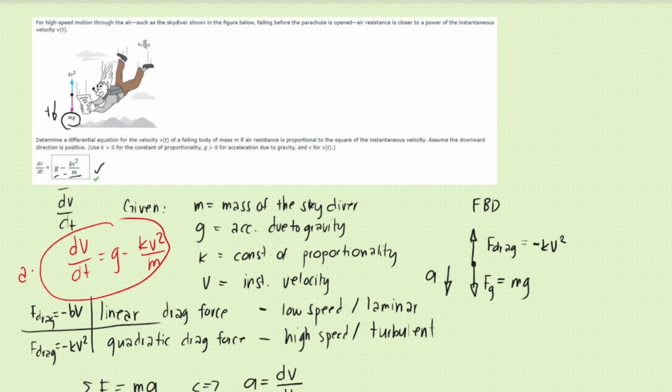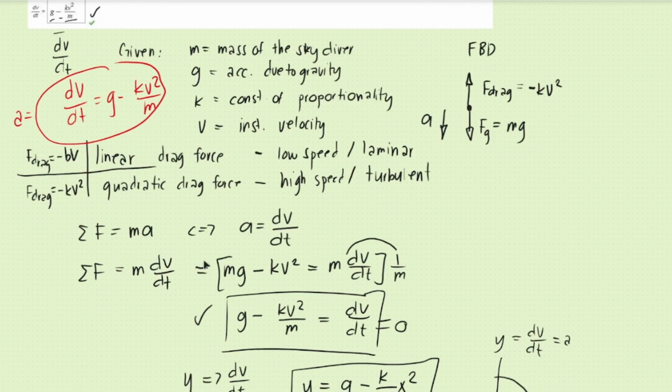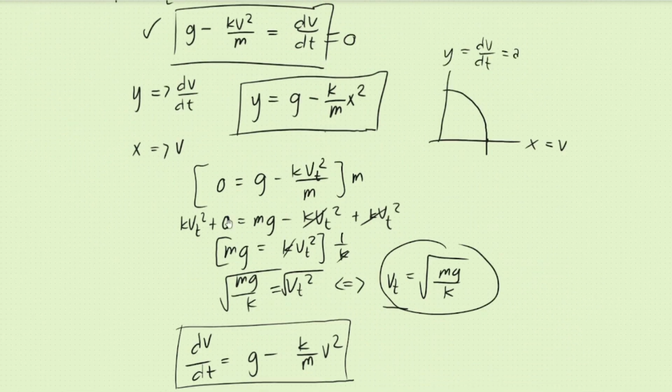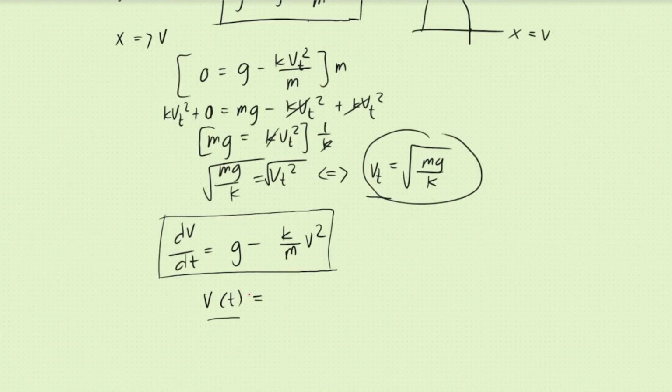This one is a formula for our acceleration, since the acceleration is just the instantaneous change of velocity over the instantaneous change of time. Now we're going to find the velocity v of t, and we're going to express our answer in terms of our terminal velocity. We talked about terminal velocity last time too, and the equation is vt equal to the square root of mg over k.